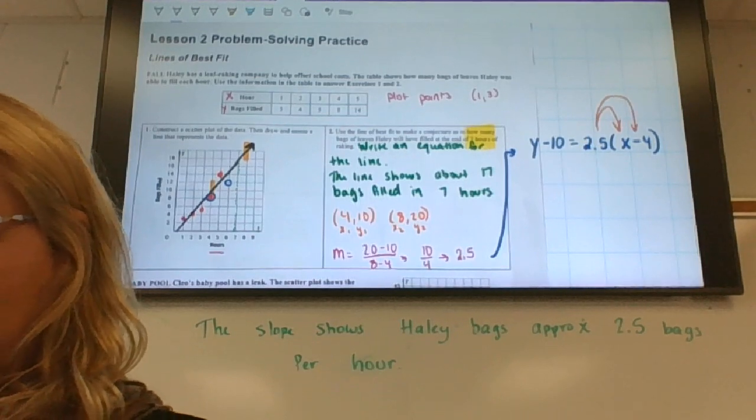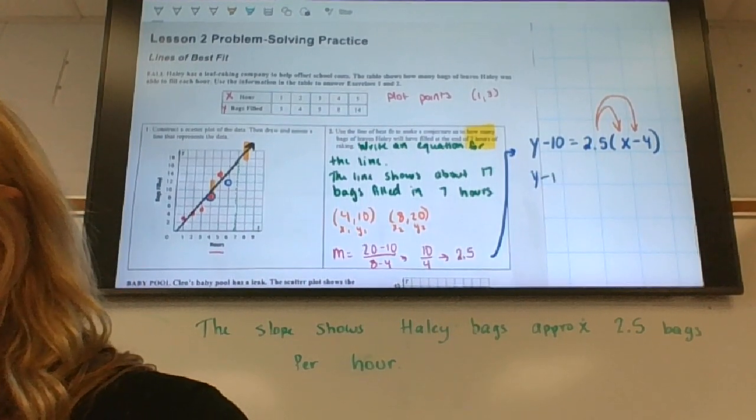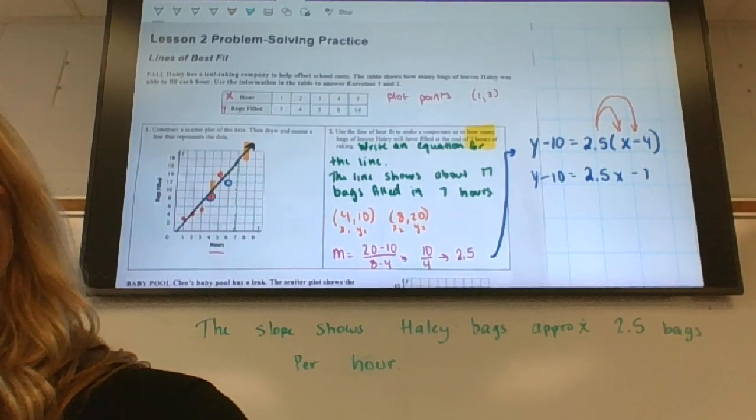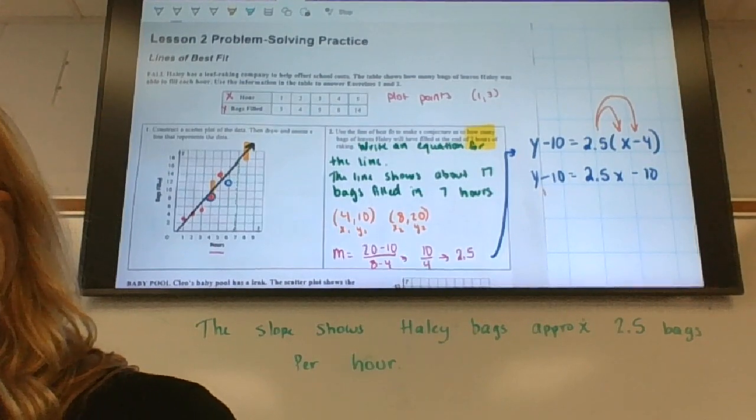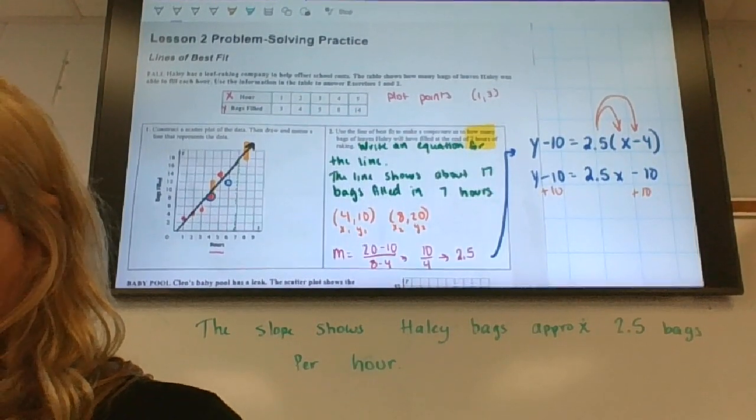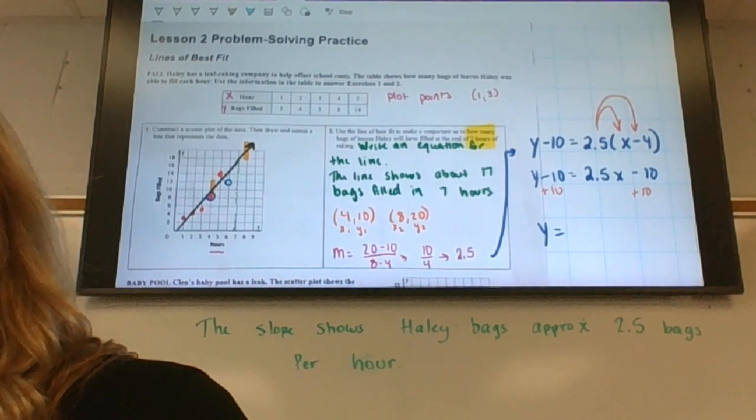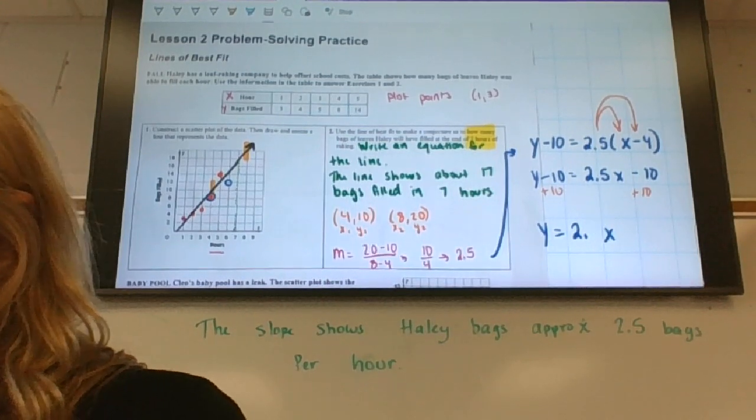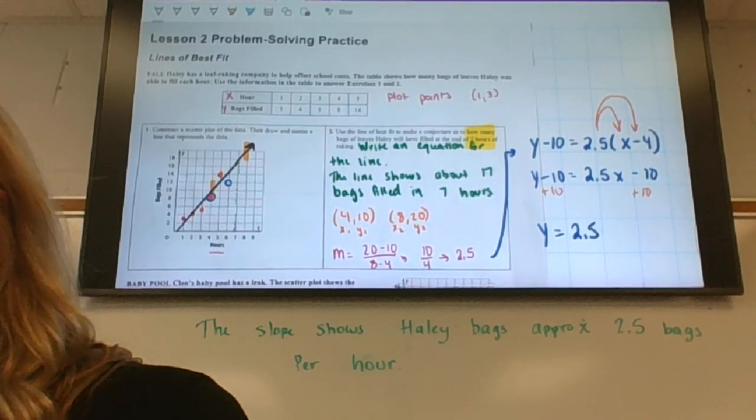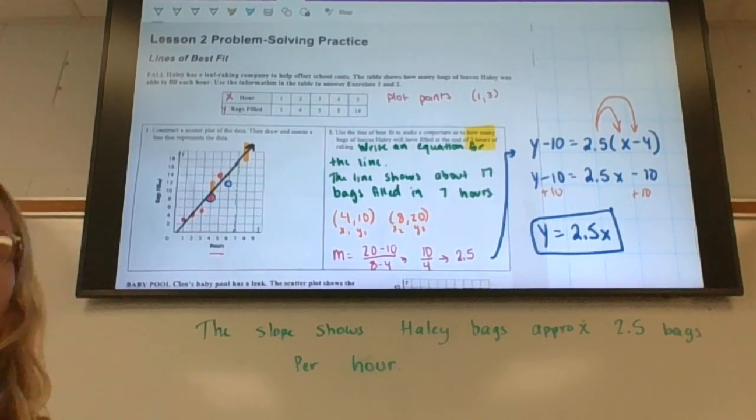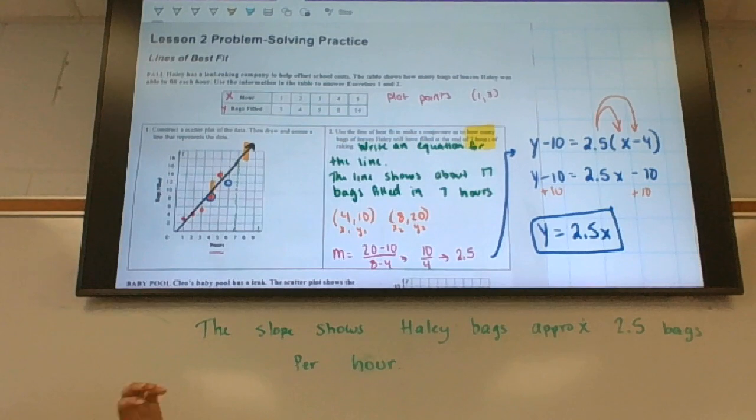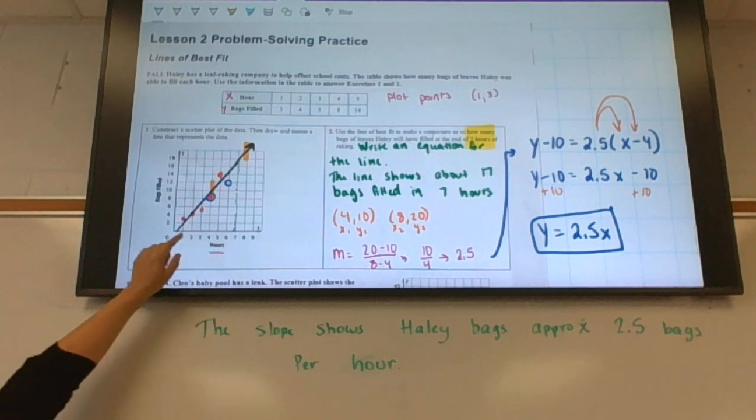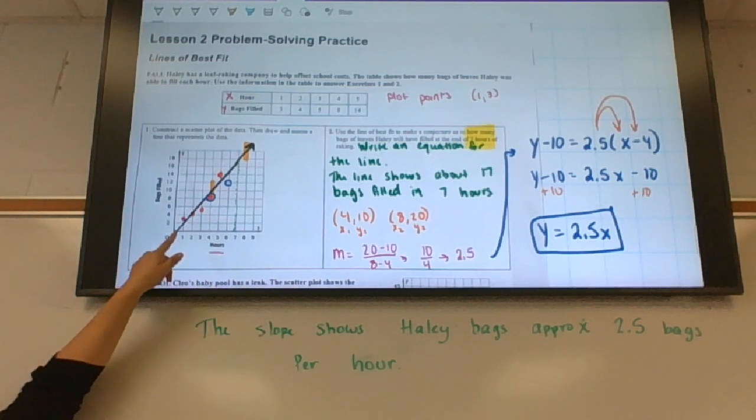Okay, distribute 2.5. Add 10 to both sides. It actually cancels. And our equation is y equals 2.5x. Okay, so I don't really love my line compared to this equation. This would suggest that the y-intercept is 0, and mine doesn't go perfectly through 0.